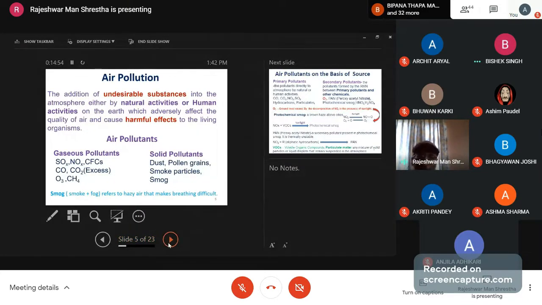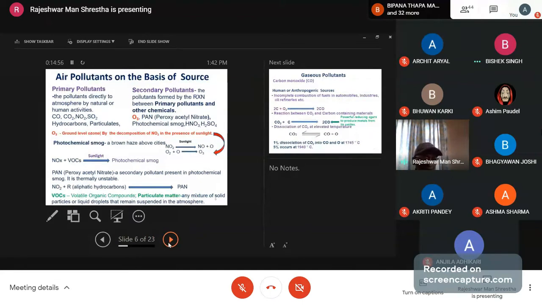And again, the air pollutants are also classified on the basis of source into two types: primary pollutants and secondary pollutants. Primary pollutants are pollutants that are directly released into the atmosphere by natural or human activities. For example, carbon monoxide and carbon dioxide are directly emitted into the atmosphere. Then NO2 gas, SO2 gas, hydrocarbons, and particulates.